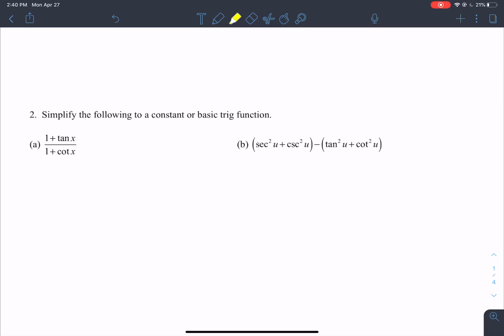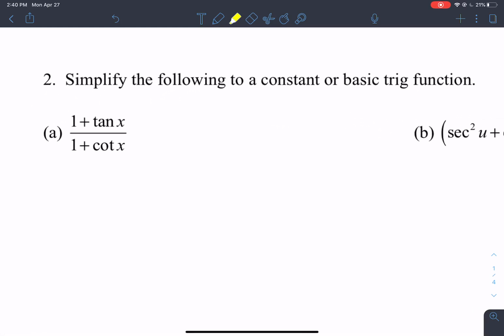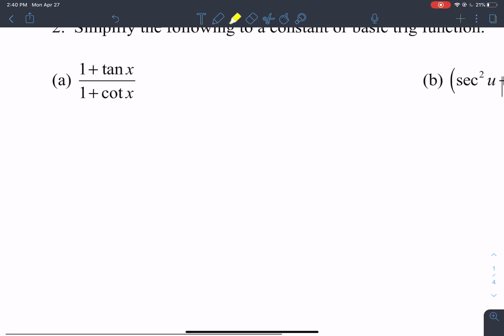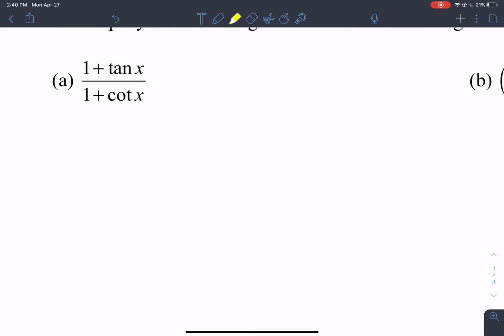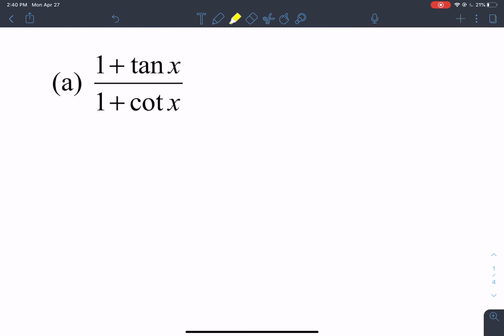Okay, now the number 2 says simplify the following to a constant or a basic trig function. So how can we do that? Well, there's a couple ways you can do it. Maybe the easiest way to go about it would be just to put everything in sine and cosine and then kind of go from there.